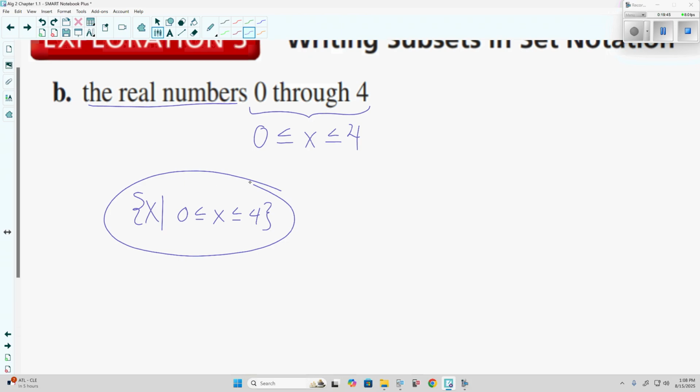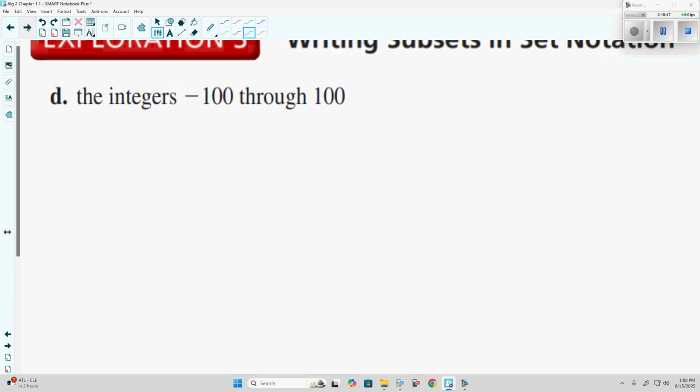Ready for the last one? The integers, -1,000, -100 through 100. Is it doable to write all these out? Because integers, we don't have the decimals. But our first one would be -100, yes?